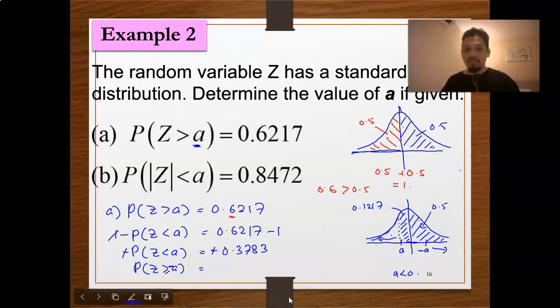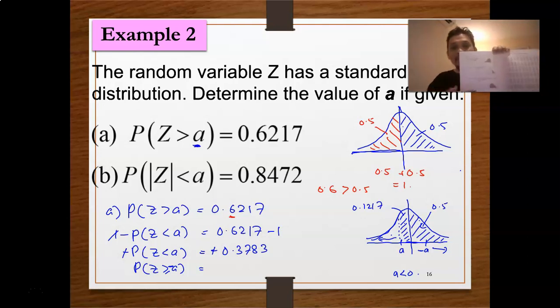So let's find out. The way we solve this is different from the previous because we are not referring to the value of Z. We are going to find the value 0.3783 inside the table. Inside here.